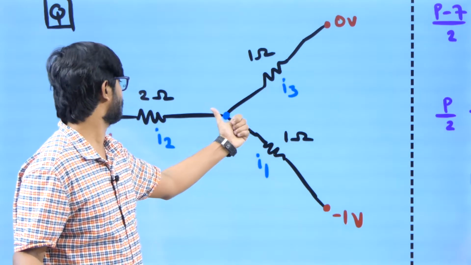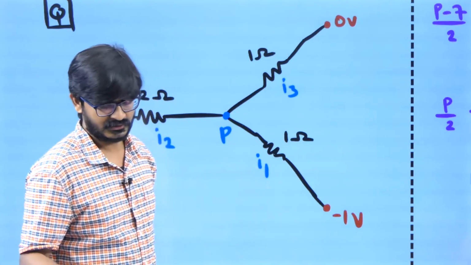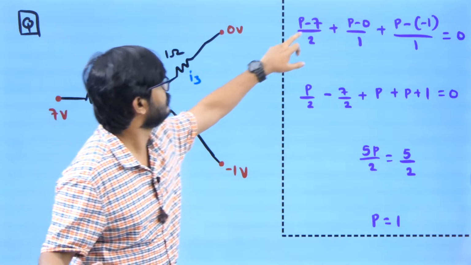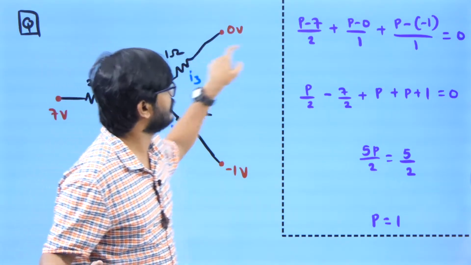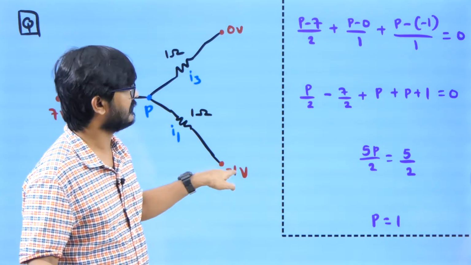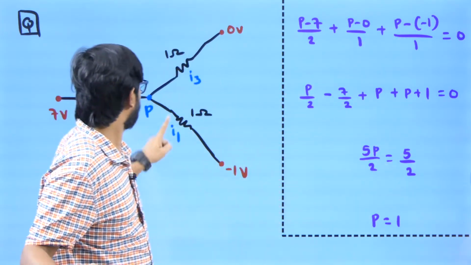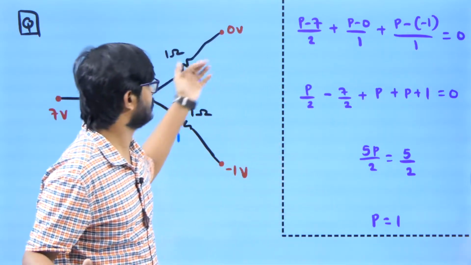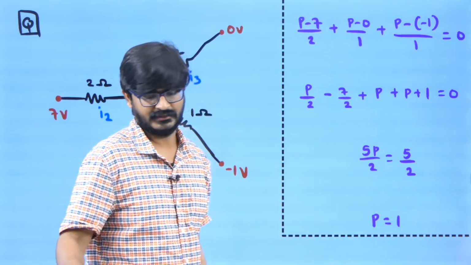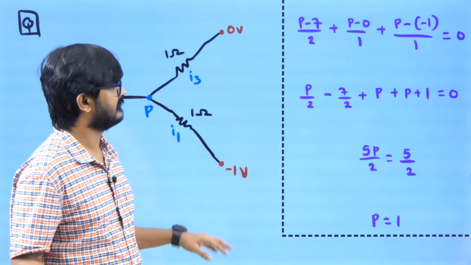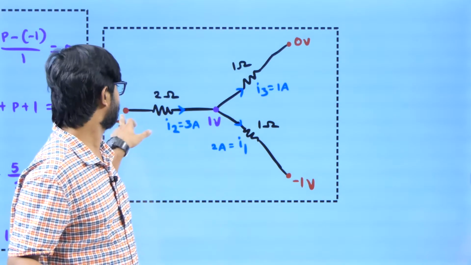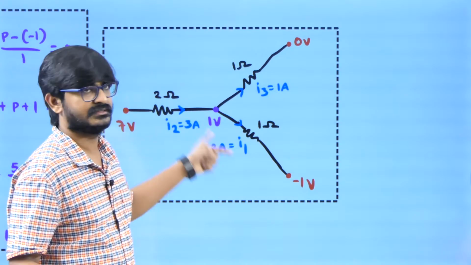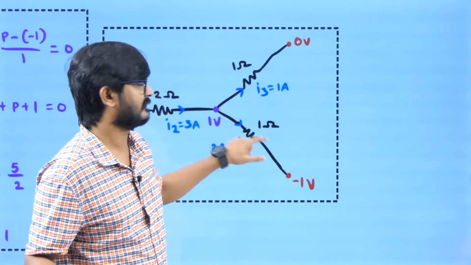If P is higher potential, then the current will be outgoing in all three branches. What will be the outgoing current here? P minus 7 by 2. What is the outgoing current here? P minus 0 by 1. What is the outgoing current here? P minus of minus 1 by 1. Now outgoing plus outgoing plus outgoing must be equal to incoming. What is the incoming? 0, because I assumed all the currents are outgoing. From here I can get the value of P. Once I get the value of P, I can substitute it back. Then I can see the current will be flowing in this direction. Though I assumed this way, I can clearly see it is going to be in this direction. Similarly I can find the current here, and here.